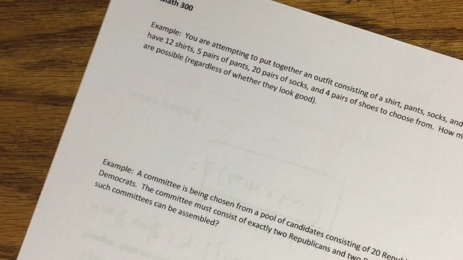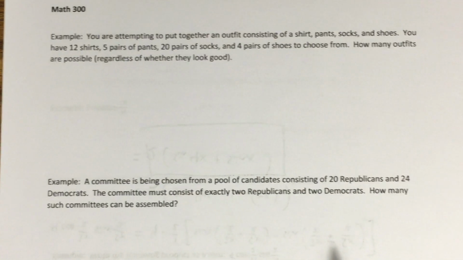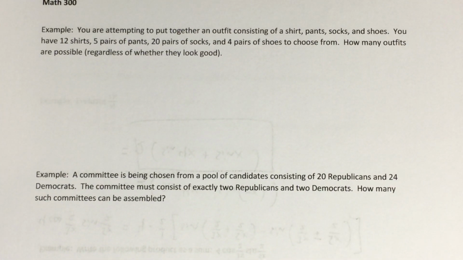Let's do some more examples. All right, so in this example, we're attempting to put together an outfit consisting of a shirt, pants, socks, and shoes. And we have options for all 4 of those. We have 12 shirts that we can choose from, 5 pairs of pants, 20 pairs of socks, and 4 pairs of shoes, all of which can be used in this outfit. The question is, how many outfits are possible, regardless of whether they look good?